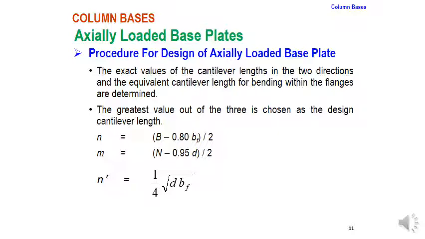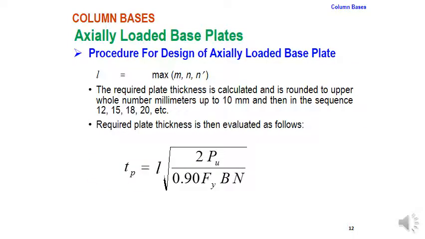The exact values of the cantilever lengths in two directions and the equivalent cantilever length for the bending within the flanges are determined. So you are calculating N, you are calculating M, you are calculating N dash. Finally, the maximum out of these three critical sections gives you the final equivalent cantilever length. It will be L. The required plate thickness is calculated now. The final thing, B and N.